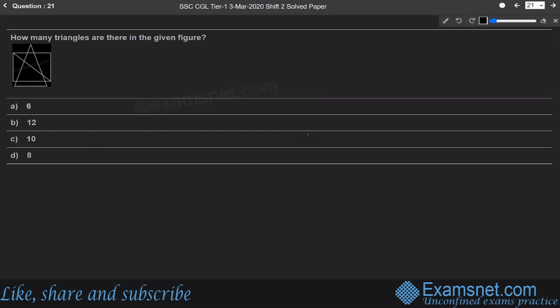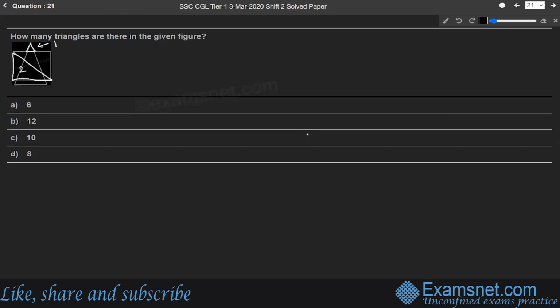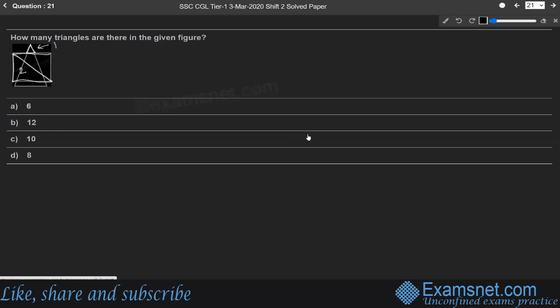Firstly, we can see there is a small triangle. So this is the first triangle. Then we can see this triangle. Okay, this is a right angle triangle. This is the second triangle. Then one more triangle is present here, which is this. It is the third triangle. So now we have three triangles. But let us look at some more possibilities of getting a triangle in this figure.